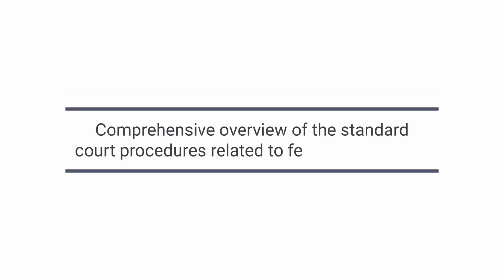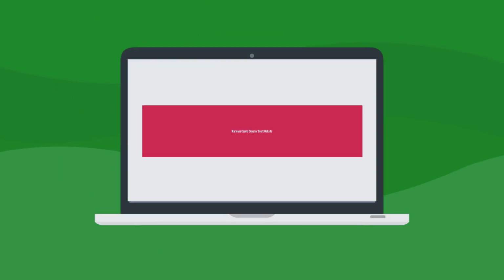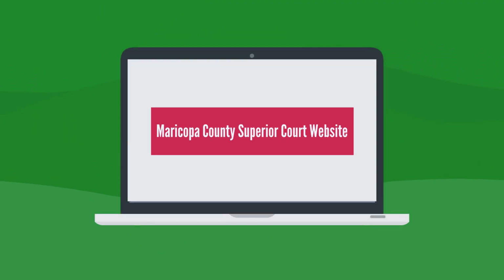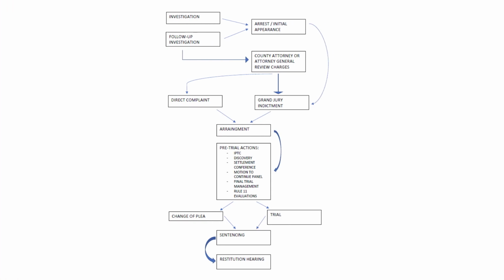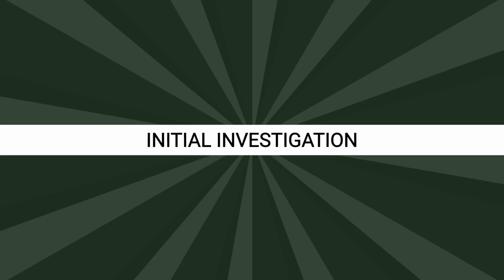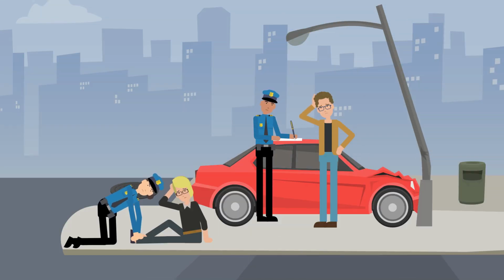In this video, we will provide you with a comprehensive overview of the standard court procedures related to felony court cases. It is important to note that to ensure accuracy and relevance, all the information presented in this video has been gathered from the Maricopa County Superior Court website, with a few modifications made for improved clarity. We will cover practical steps guiding you through the entire process, from the commencement of the criminal case to the sentencing phase. Initial investigation. When a crime is reported, a patrol officer is dispatched to the location for investigation.